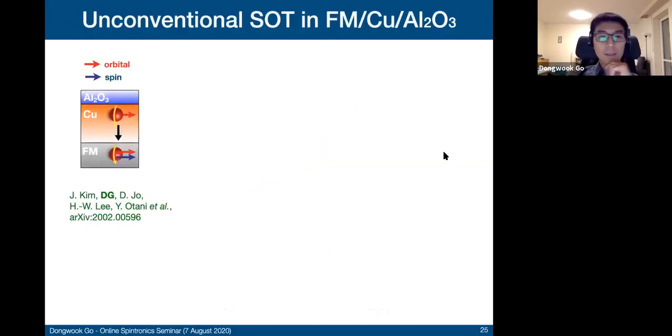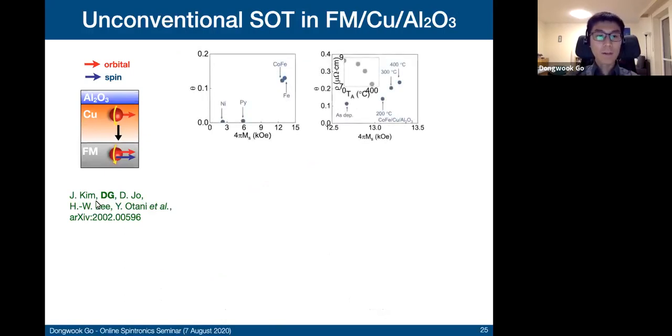Finally, there has been an experiment by Junyoung Kim from Professor Otani's group, and in this case, they didn't oxidize copper from the air, but they used aluminum oxide capping instead. Because this capping is pretty stable, the oxidant concentration is not as large as in the naturally oxidized case, but still the inversion symmetry is significantly broken at the interface by the existence of the capping layer.